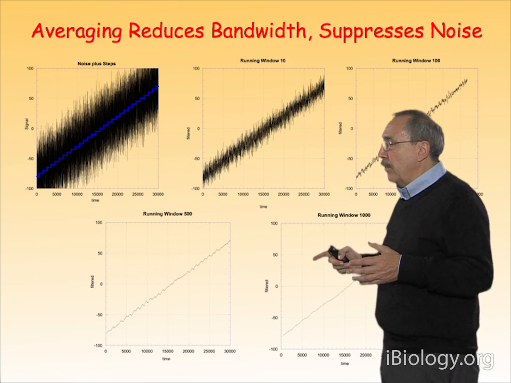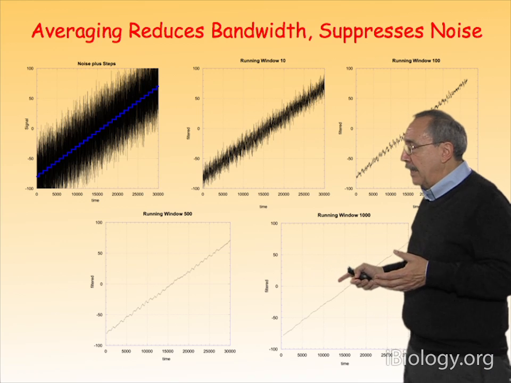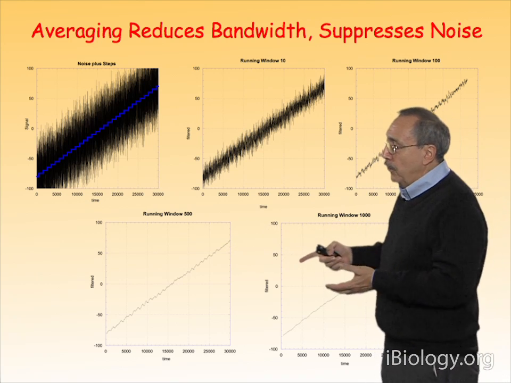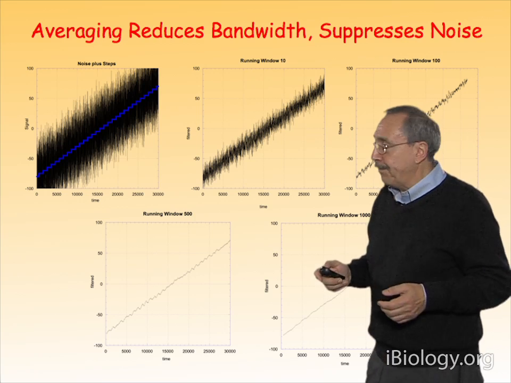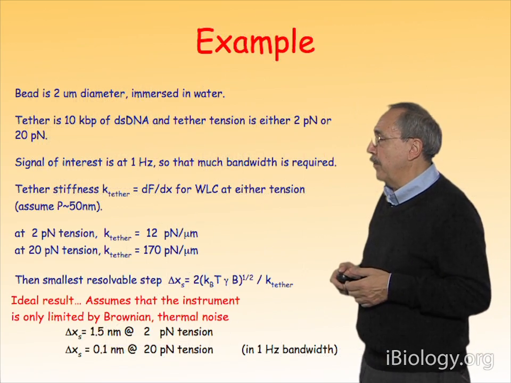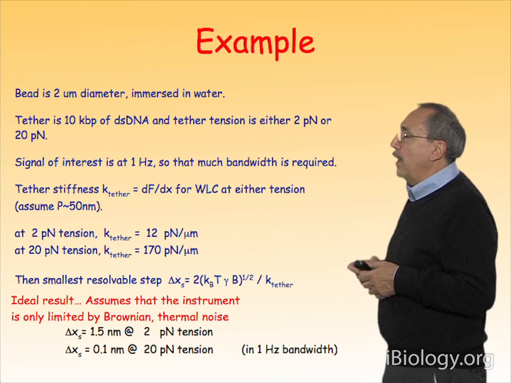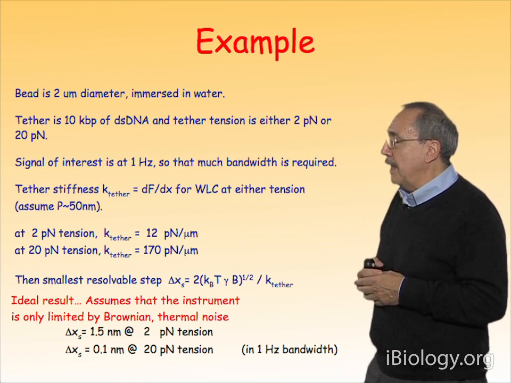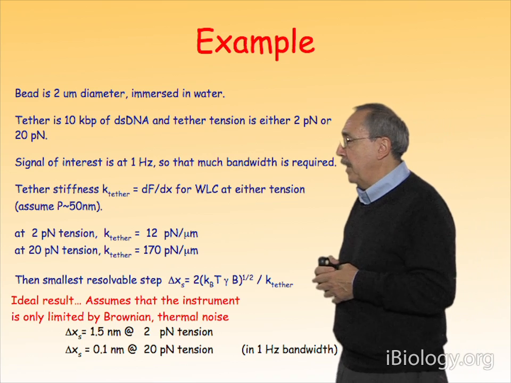But if you actually reduce the bandwidth further, notice that eventually you start averaging out the signal itself, and so you lose your resolution again, because you are now losing time resolution rather than spatial resolution. So let me give you a final example so that you see the kind of quantities that we can expect to measure with optical tweezers.